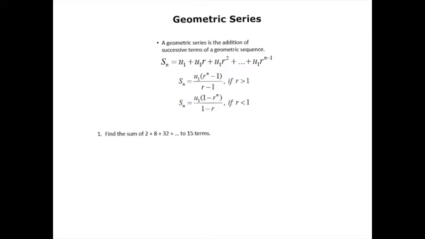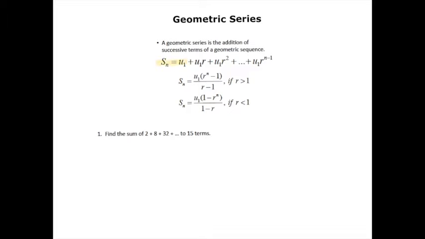Geometric series. So remember, a series is when you're plussing the terms. We're finding the sum. And it's geometric, so we're multiplying by the same amount each time. All good? So it says a geometric series is the addition of successive terms of a geometric sequence. So just look at the top line.